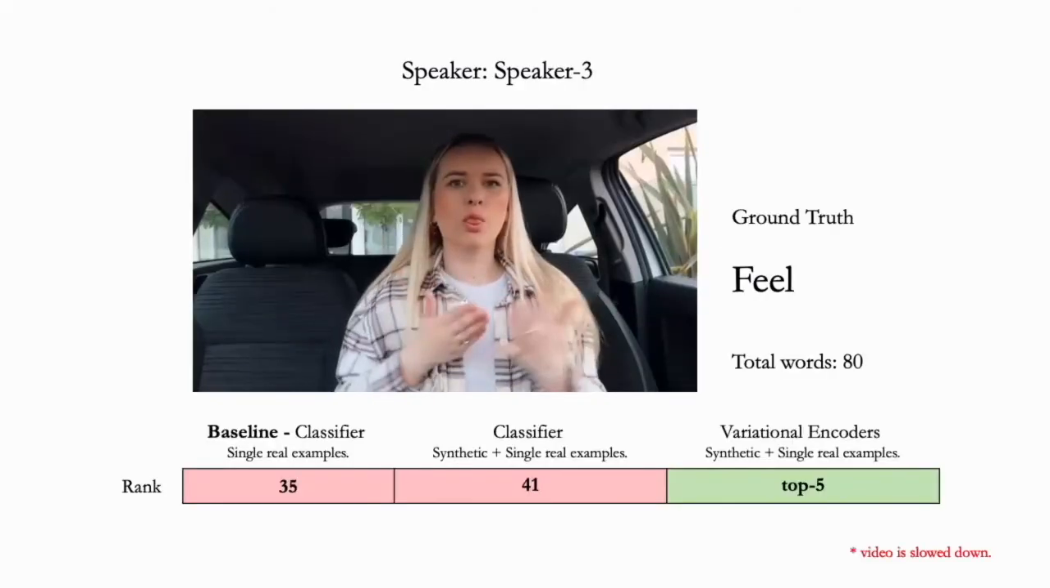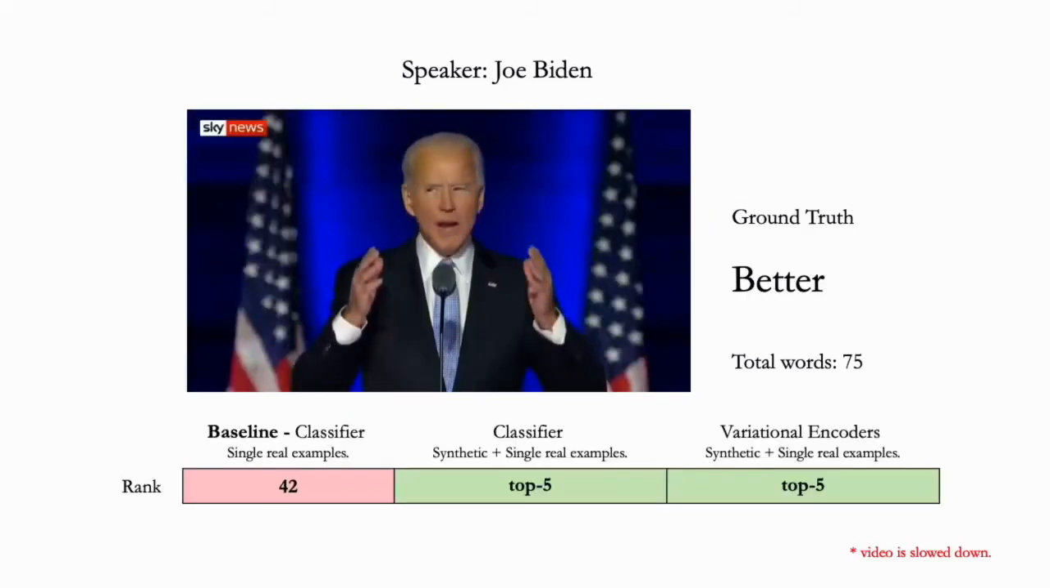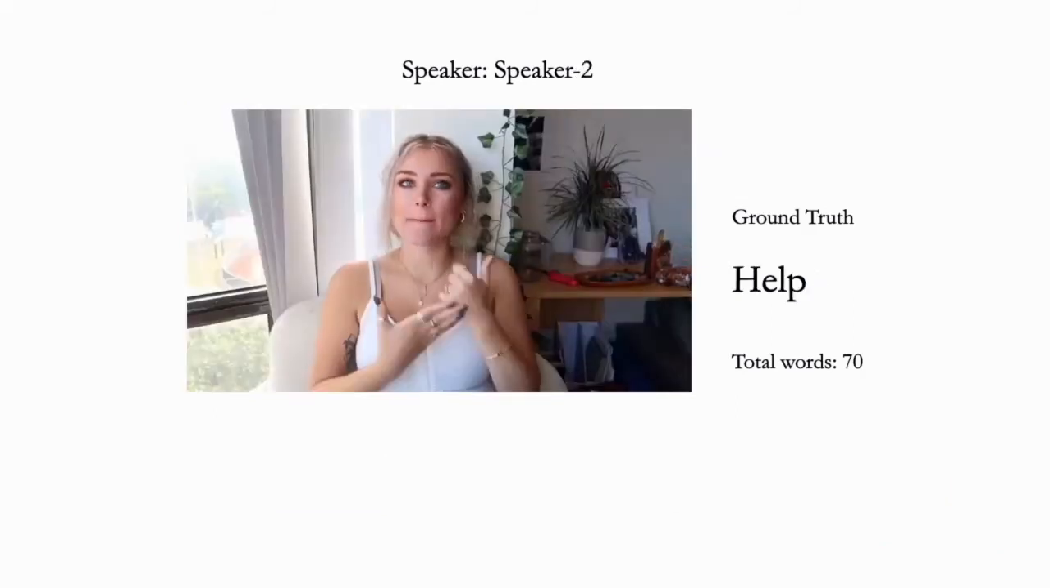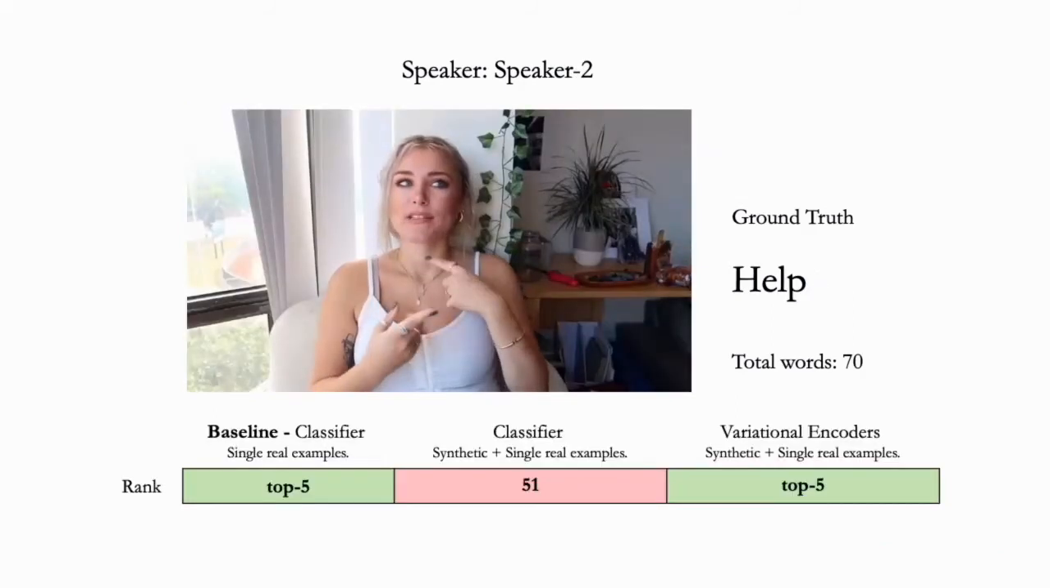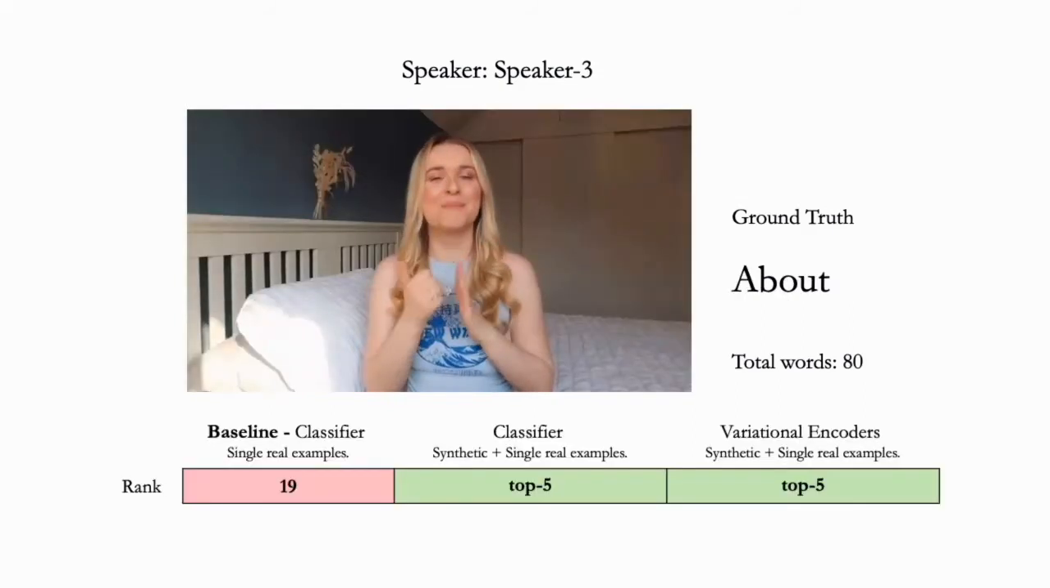Now, we will show some examples and comparisons. We show our comparisons with 2 other models. The first is a baseline model, which is a simple classification model trained on one-shot examples. The second is a classification model trained on the combined data of one-shot and synthetic examples. The third is our proposed model.